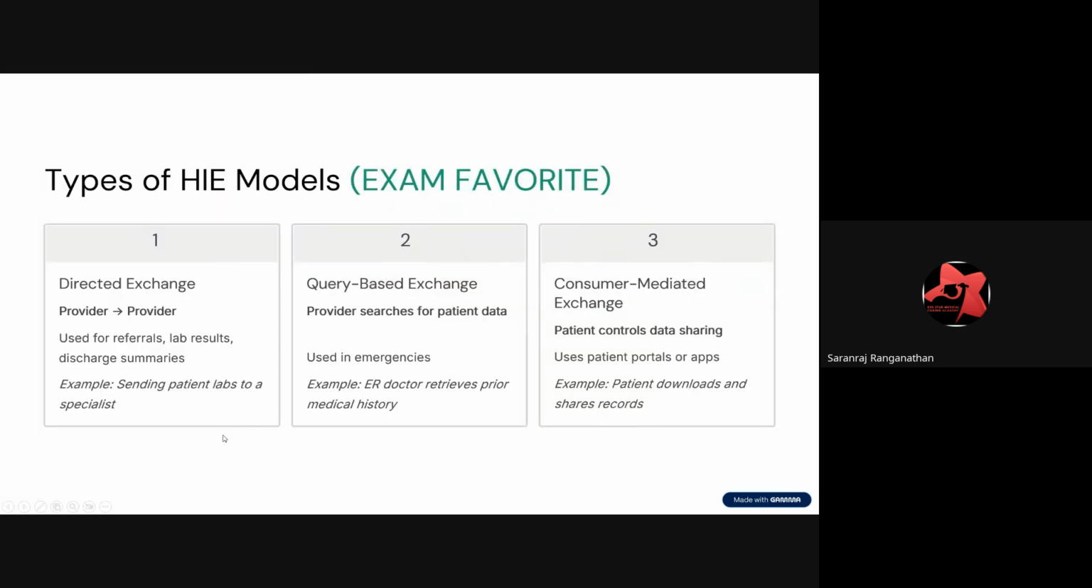Then types of HIE models. Try to remember, this is an exam favorite. Direct exchange, where provider to provider exchange is done. Used for referrals, lab results, discharge summaries, like sending the patient lab to the specialist. That is direct exchange, provider to provider, one specialty to another specialty.